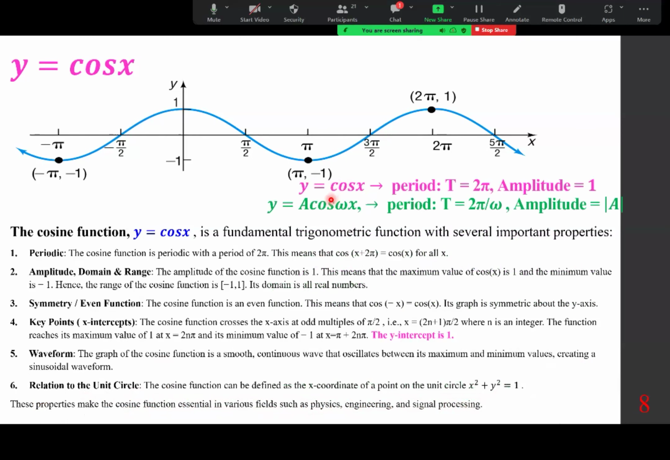Just like sine, y equals cosine x, period is 2 pi, amplitude is 1. But if we go with a cosine omega x, period is T equals 2 pi divided by omega, amplitude is absolute value of a. Simply by definition, it becomes the absolute value of a for an amplitude. So it's very straightforward, everybody.